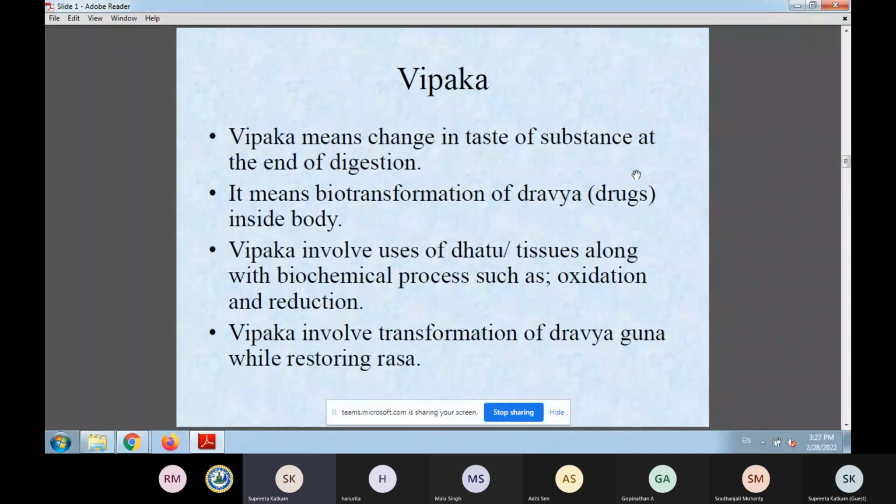Vipaka. Vipaka means change in taste of a substance at the end of digestion. Vipaka is what happens to this once we have consumed it.